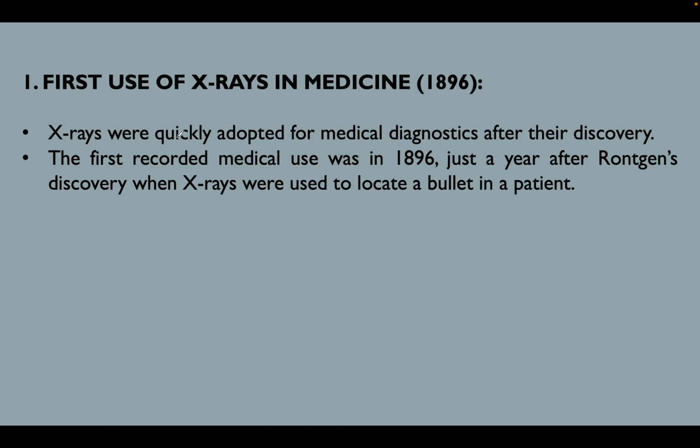The X-rays were quickly adopted for medical diagnostics after the discovery. The first recorded medical use was in 1896, just a year after Röntgen's discovery, when X-rays were used to locate a bullet in a patient. So that is the first milestone in radiation physics, the first use of X-rays in medicine.